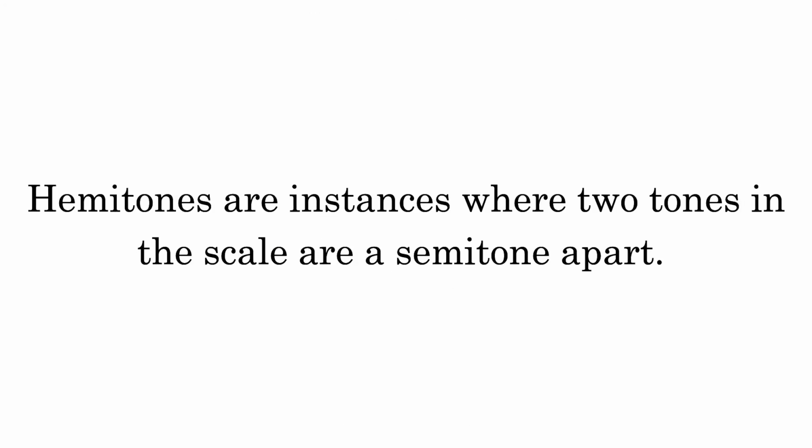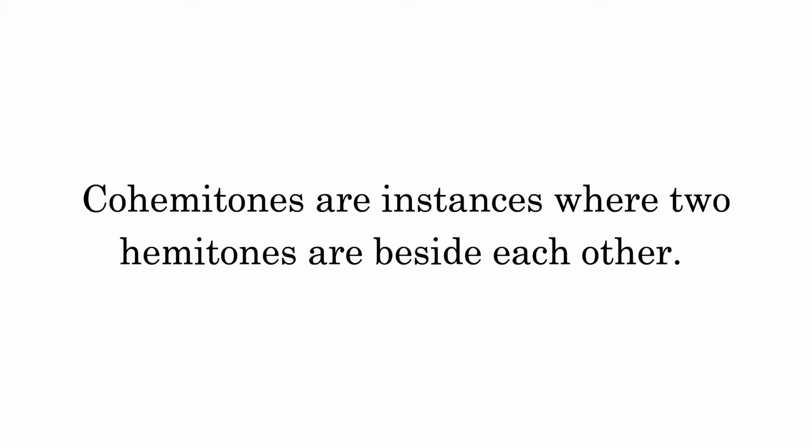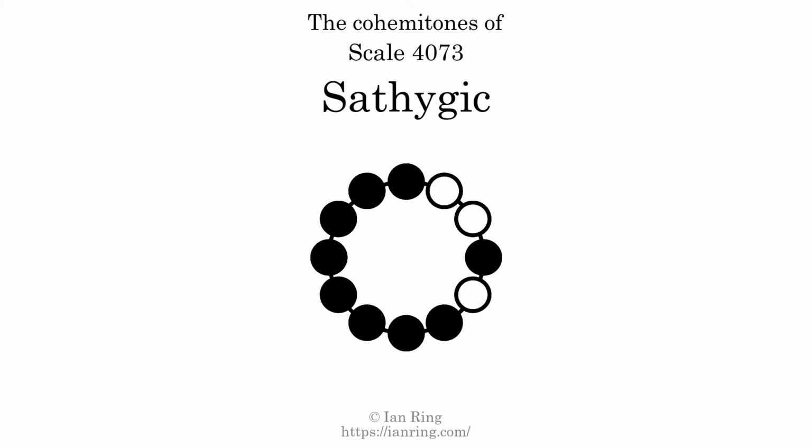Hemitones are instances where two tones in the scale are a semitone apart. This scale has 7 hemitones. They are at positions here, here, here, here, here, here, and here. Cohemitones are instances where two hemitones are beside each other. This scale has 6 cohemitones. They are at positions here, here, here, here, here, and here.